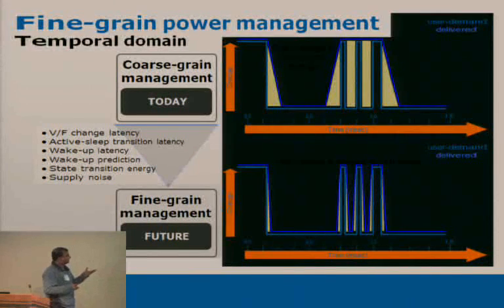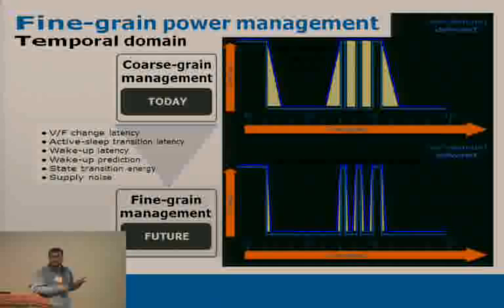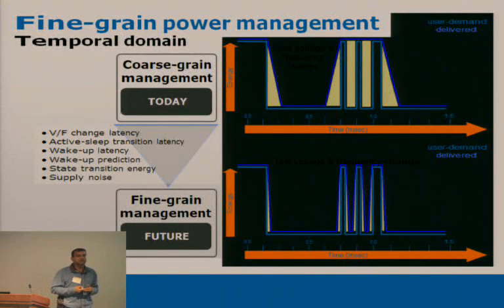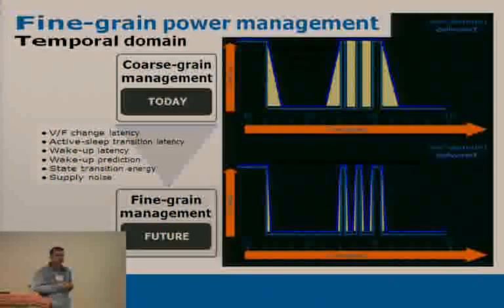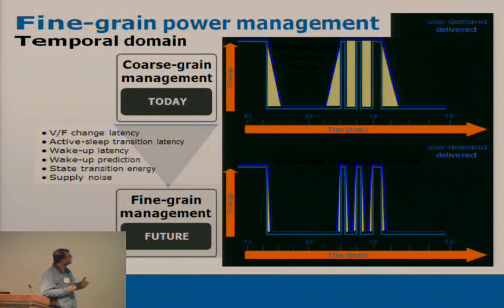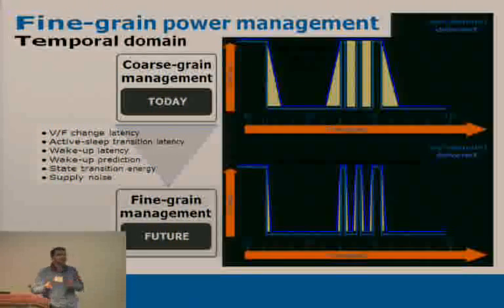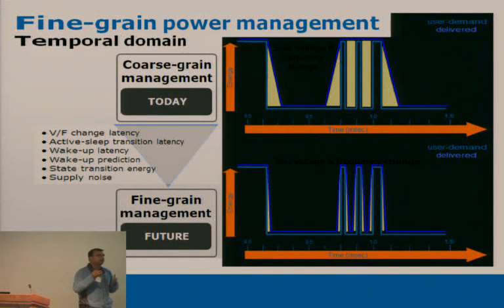And some of the enablers for that will be ways to find faster ways to change voltage and frequency, ways to reduce the latencies for getting in and out of active and sleep states, predicting wake up, because you can improve the performance penalty by waking up a little bit early, if you know, you can do that. The state transition energy, because a lot of the limits to how fast or how effective it is to wake up and go back to sleep quickly depends on how much energy you spend in the transition. So the more energy you spend in the transition, the less effectively you can respond to changing workloads.